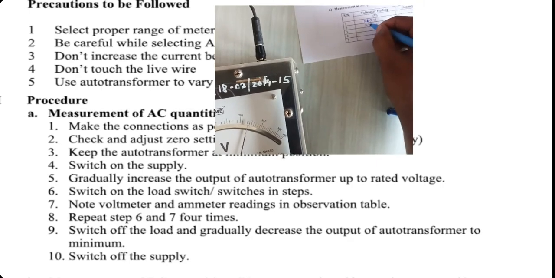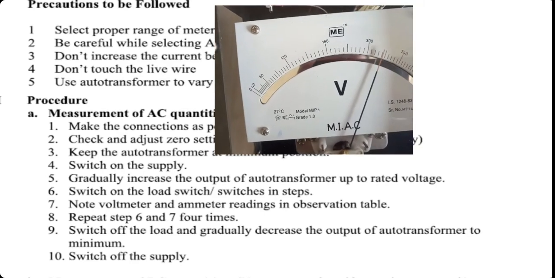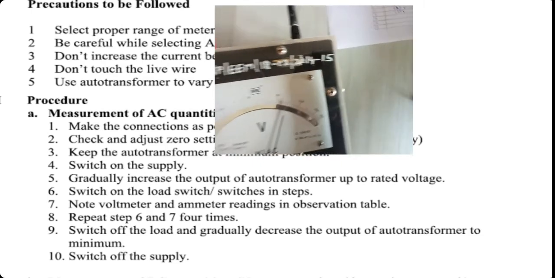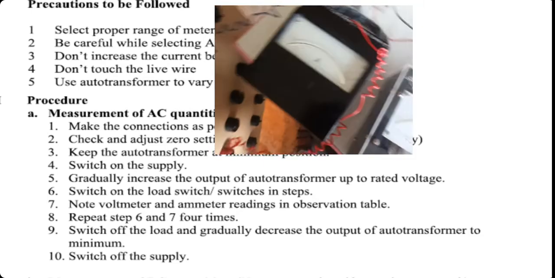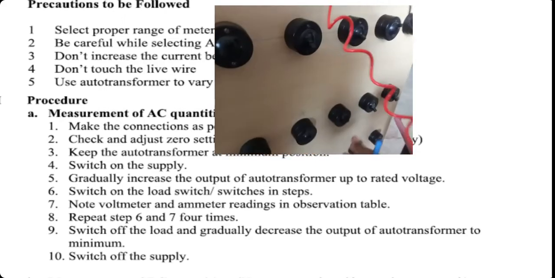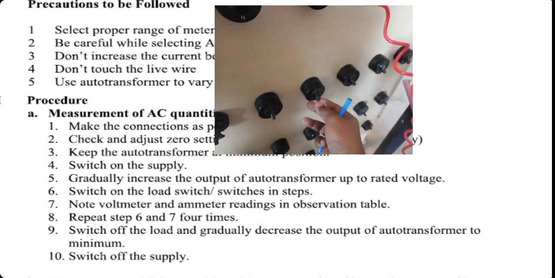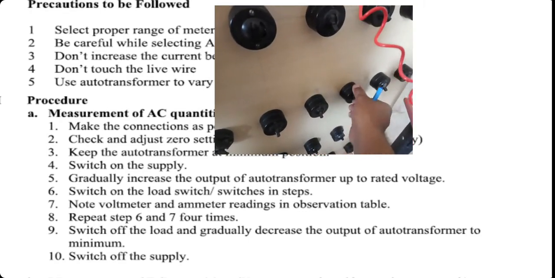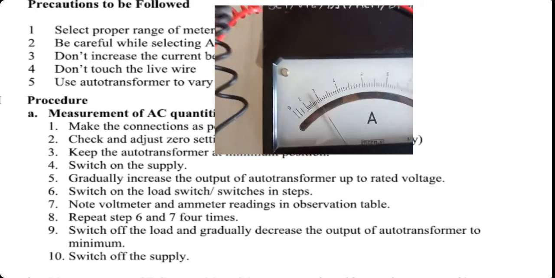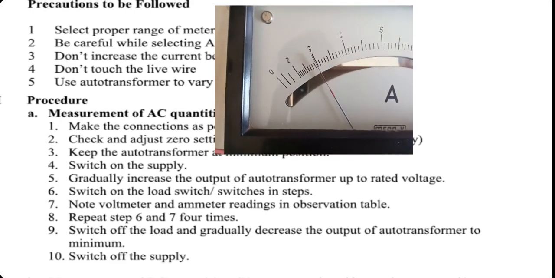I have switched on the load and the voltage is 220 volt, current is 2 ampere. Then next I will switch on 2 more switches. Now the current gets increased. Observe the ammeter.